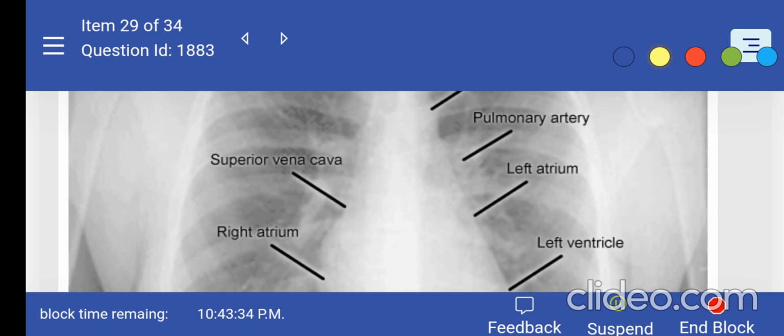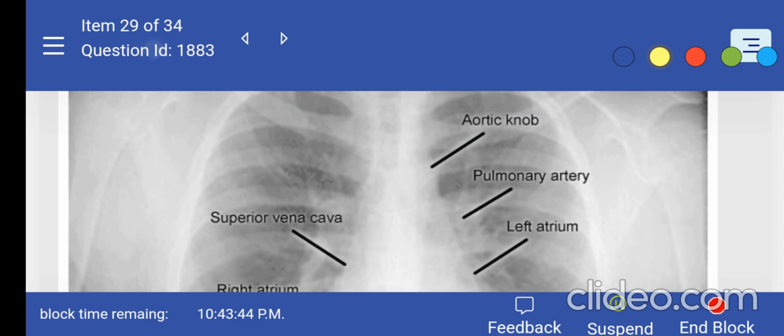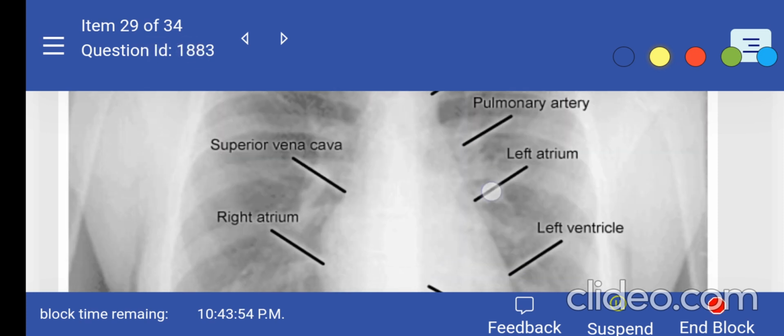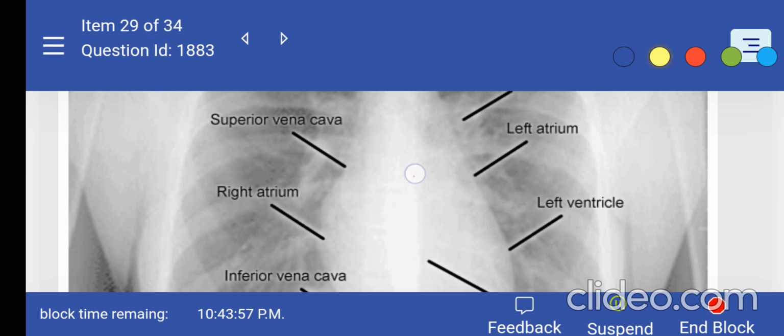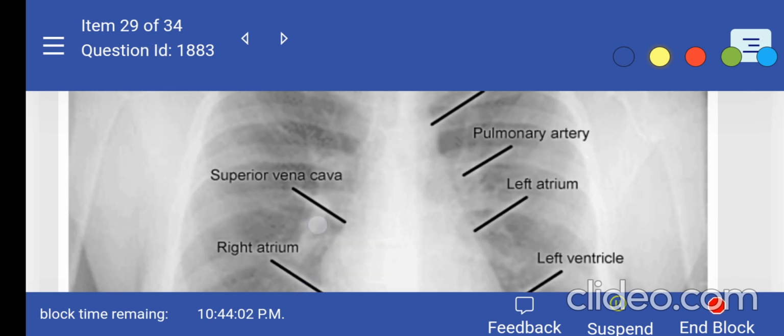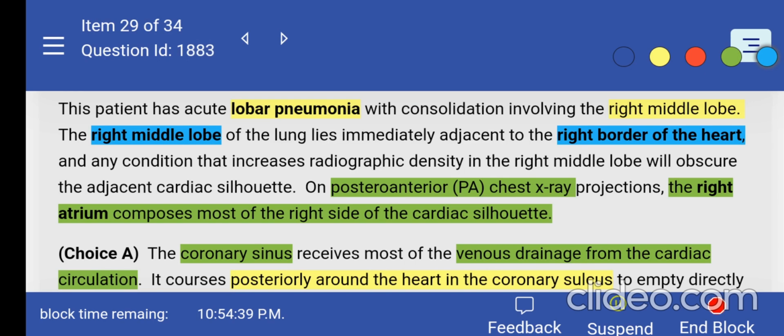Okay, and if we move in the backward direction, we have the left atrium over here, and this one is the pulmonary artery, right? And when we go upward, we have the aortic knob over here. As we know, the pulmonary artery is on the right side and it would cross over to the left, and the aorta is on the left side and it would move to the right side, just like that, right? So this patient has acute lobar pneumonia with consolidation involving the right middle lobe.